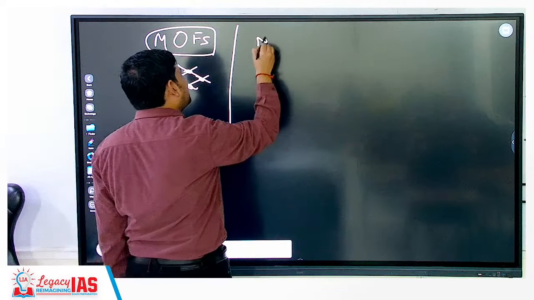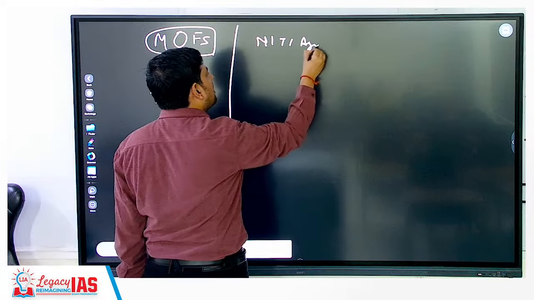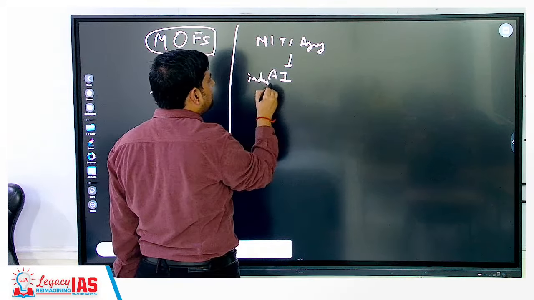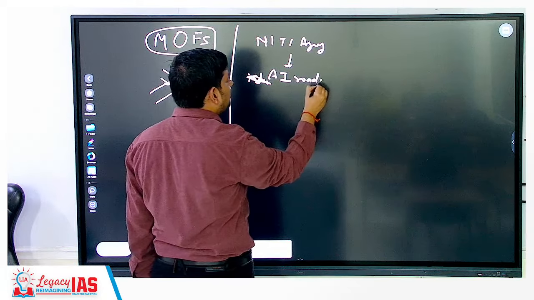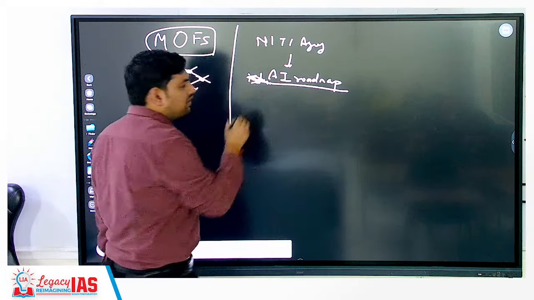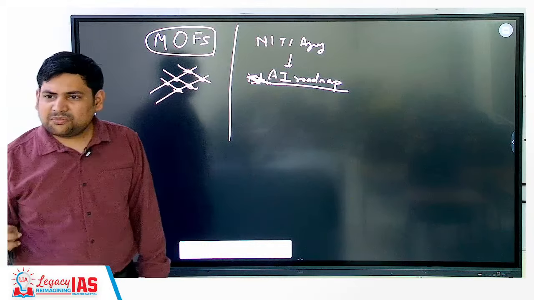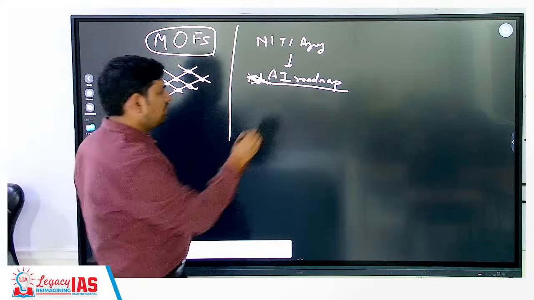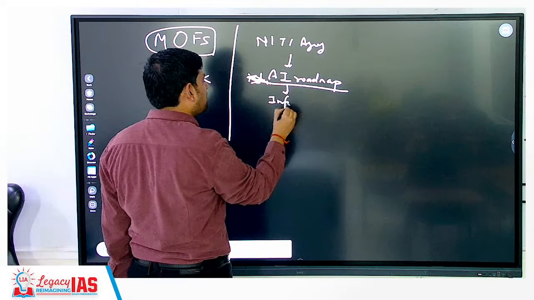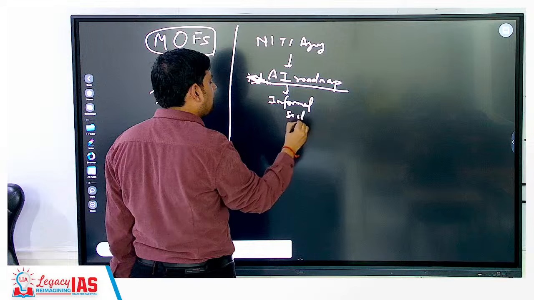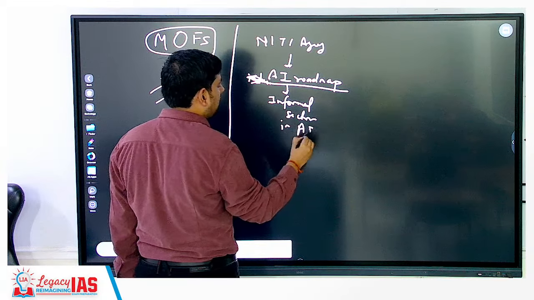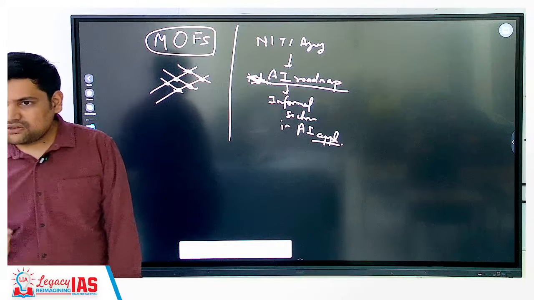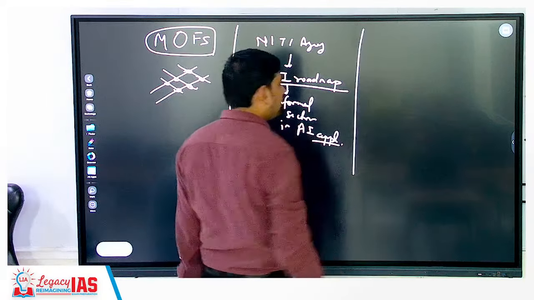Niti Aayog. Yeah, that is fine. Niti Aayog have developed some AI roadmap, okay, to include different kinds of people, or beneficiaries, usually people from informal sectors. So it tries to include people from informal sectors in AI applications. You understand how they are trying to do this.